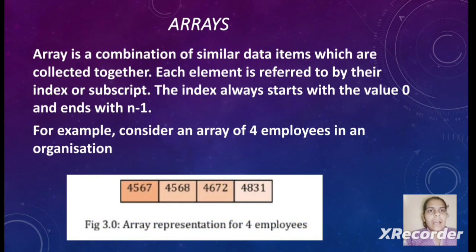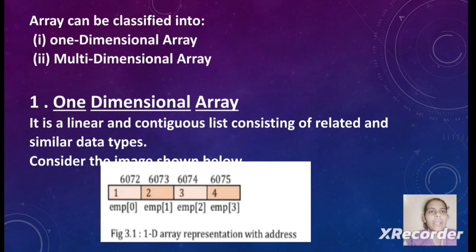Arrays. An array is a combination of similar data items which are collected together. Each element is referred to by its index or subscript. The index always starts with the value 0 and ends with n-1. For example, consider an array of 4 employees in an organization. Arrays can be classified into two types: one-dimensional arrays and multidimensional arrays.